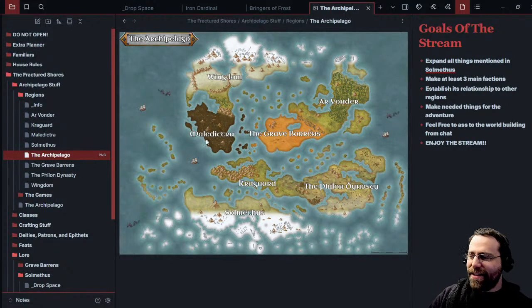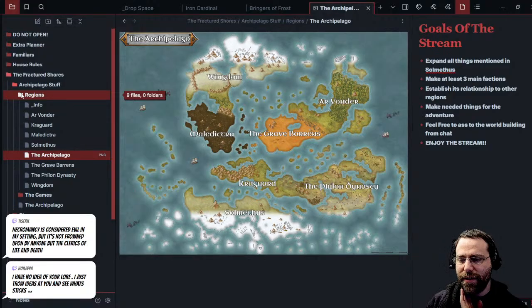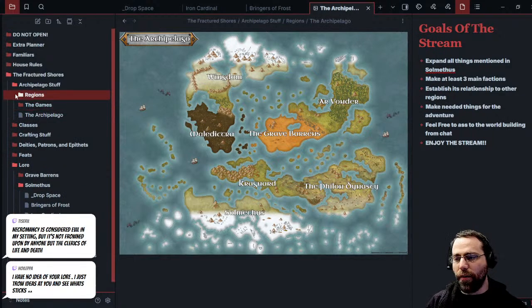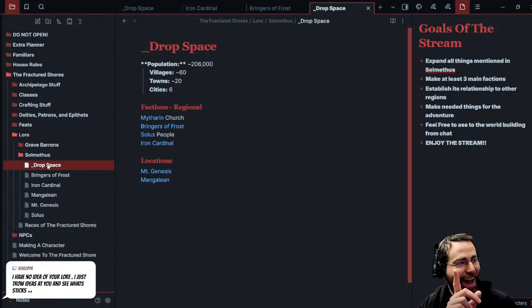Funny because it's called a death certificate. Yeah, that's pretty great. It's considered evil in my setting, but not frowned upon by anyone but the clerics of life and death. Let's just throw ideas and see what sticks. Yeah, absolutely. I'm not expecting you to know. It's just, that's a cool idea. Good news, I've already used it. Because it's a good idea. It's a fun idea.